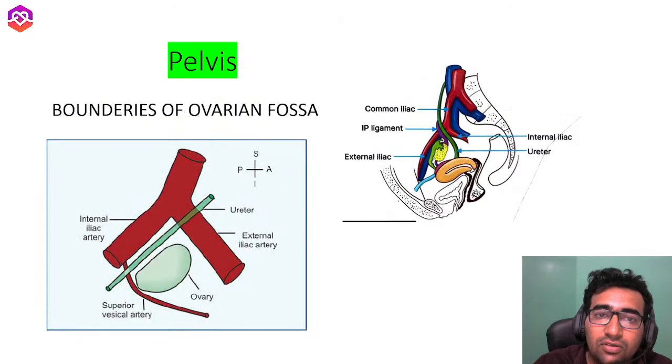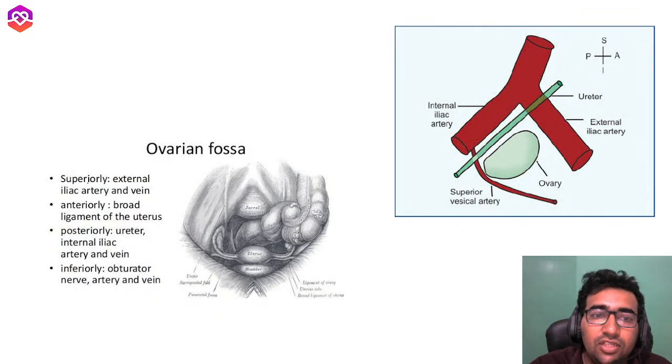Okay. Now some boundaries of the pelvis, also just telling that. You can see this is the ovary. If somebody asks you where this ovary is located, you have to say these borders. Superiorly there is the external iliac artery and vein, and anteriorly there is the broad ligament of the uterus, posteriorly the ureter, internal iliac artery and vein, inferiorly the obturator nerve, artery and vein.